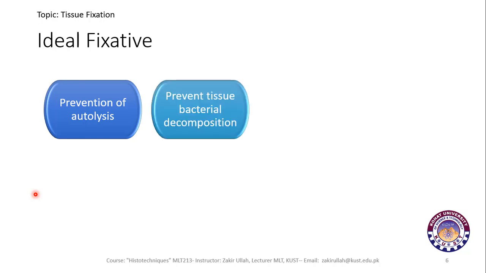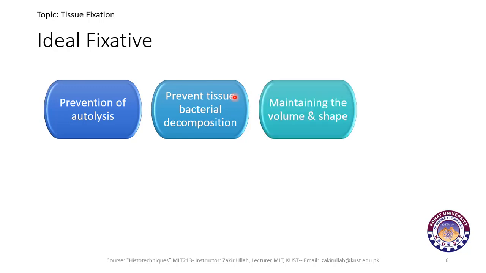The second property of an ideal fixative is that it should prevent any sort of bacterial decomposition or destruction of the cells and tissue by bacteria or microbes. An ideal fixative must have this property to prevent bacterial or microbial decomposition.